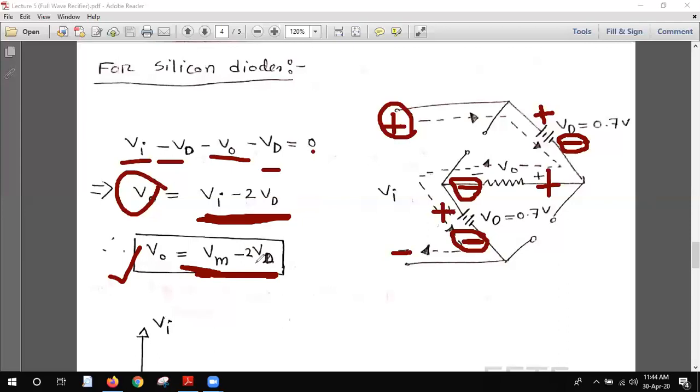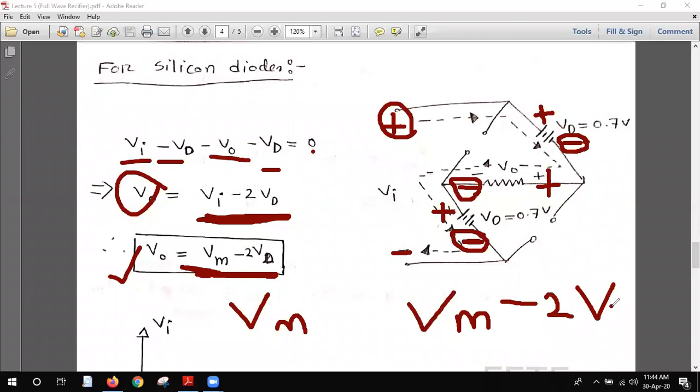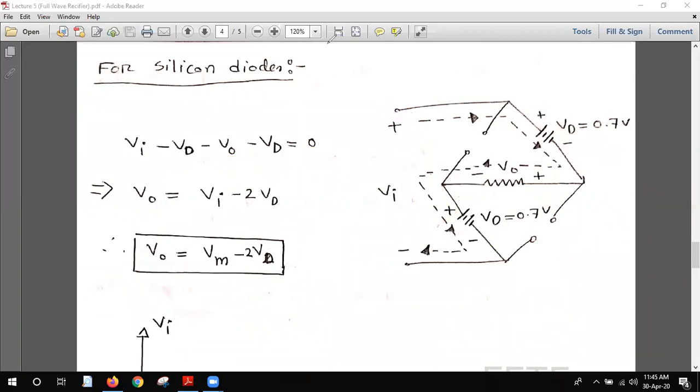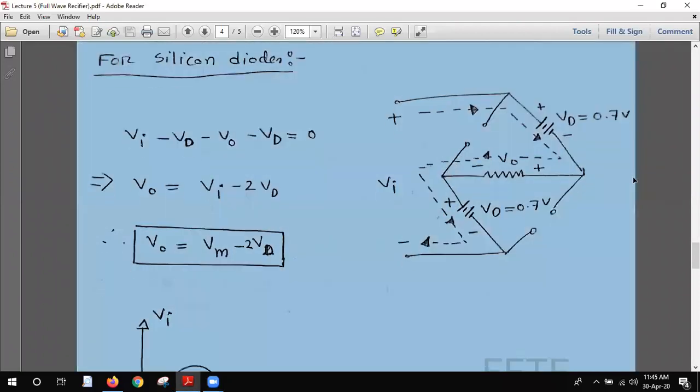So this is the effect of the silicon diode. In the ideal diode it was Vm, but in the silicon diode it is Vm minus 2 diode voltages, because two diodes are on. So that's why it will be 2VD. I hope you understand the effect of the silicon diode in place of the ideal diode.